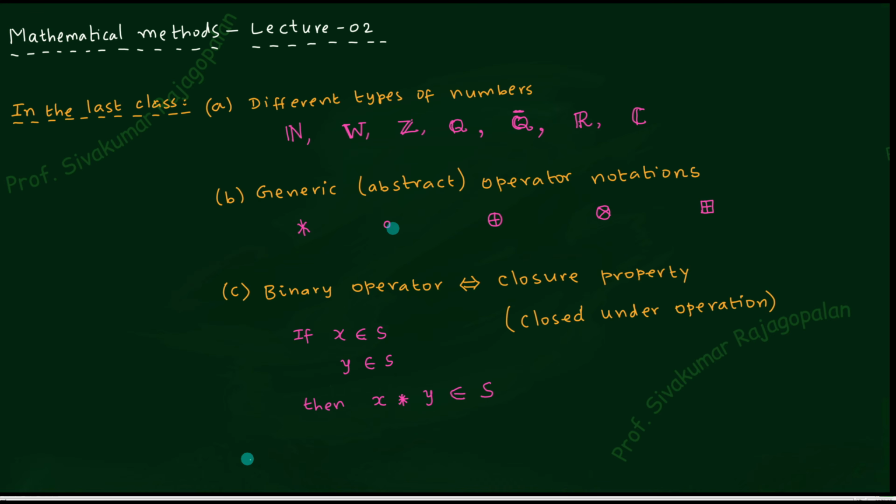Even dot is accepted. The point to be noted is that none of these things like a star and a dot, they do not represent multiplication. That's the point to be noted. It can represent multiplication, but it doesn't mean multiplication. Okay, abstract means could be anything.